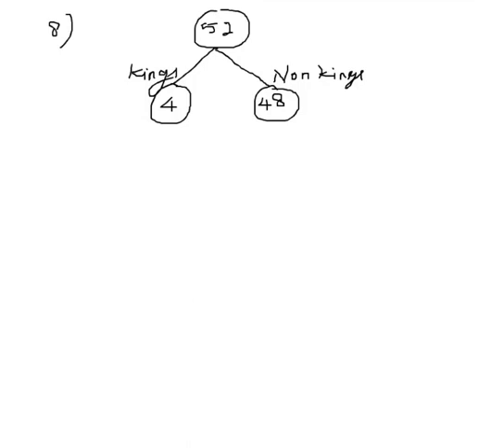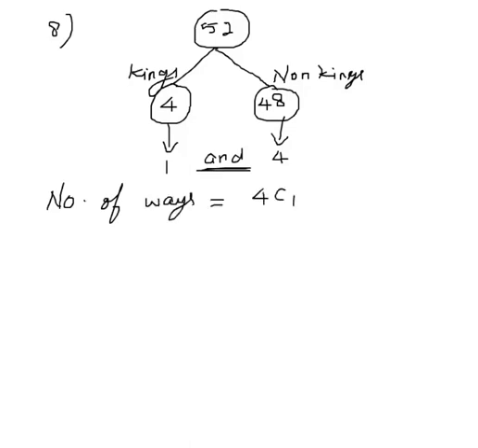Now totally 5 cards we have to select. Each selection of 5 cards has exactly 1 king. So 1 king from this group we have to select, and the remaining 4 cards we have to select from the non-kings group. Therefore total number of ways is equal to, it is only a selection question, so 4C1 and 48C4. 4C1 is 4. This is 48 factorial divided by 4 factorial times 44 factorial.